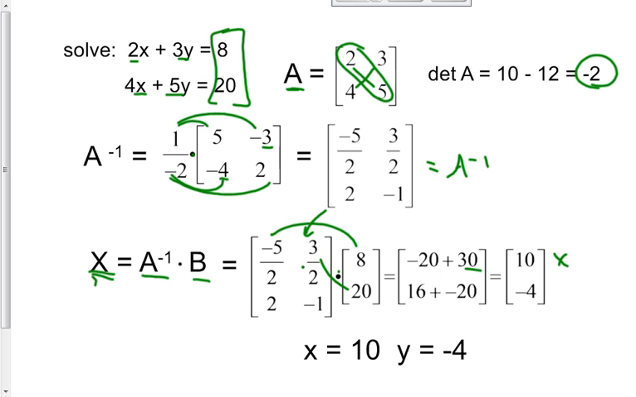There's my x number. Next row, 2 times 8, there's 16. Slide over, slide down, negative 1 times 20 is negative 20. 16 minus 20, negative 4. There's my y value. So the solution to my system is 10, negative 4.